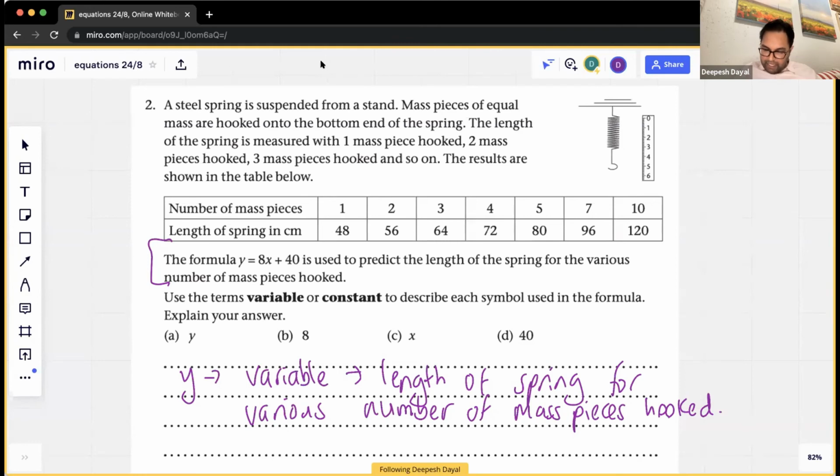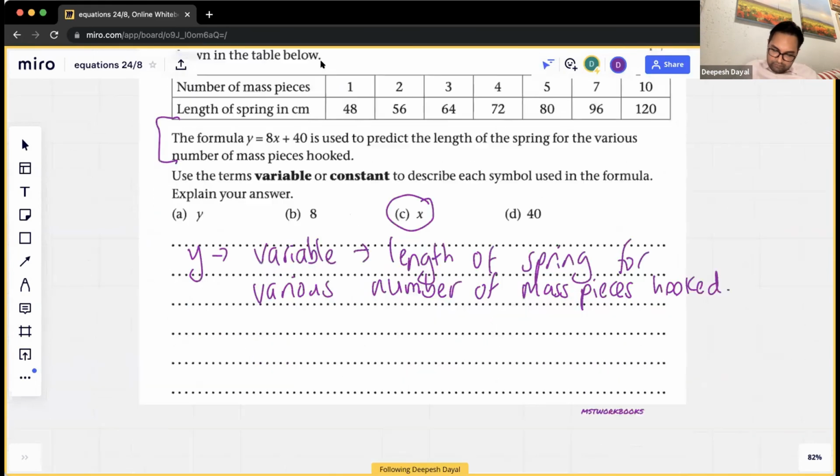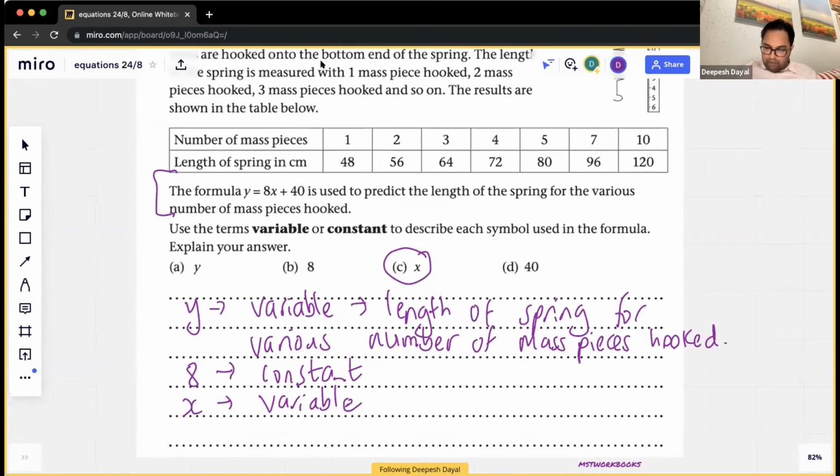Okay. What about x? You said it was a variable. Variable, sir. So 8 is a constant, and x is a variable, right? Yes, sir. And what does that variable represent? It represents the number of mass pieces. Yes, sir. Okay. So it represents the number of mass pieces.